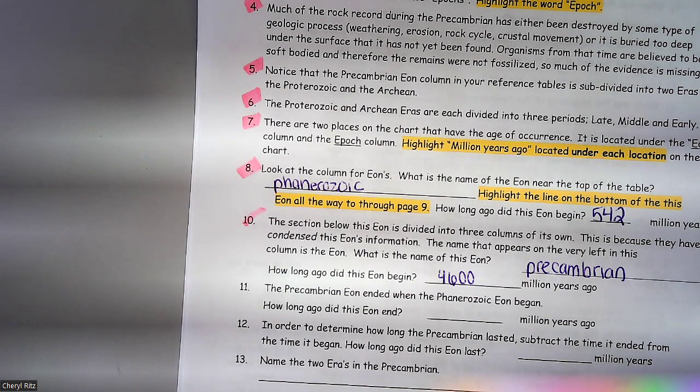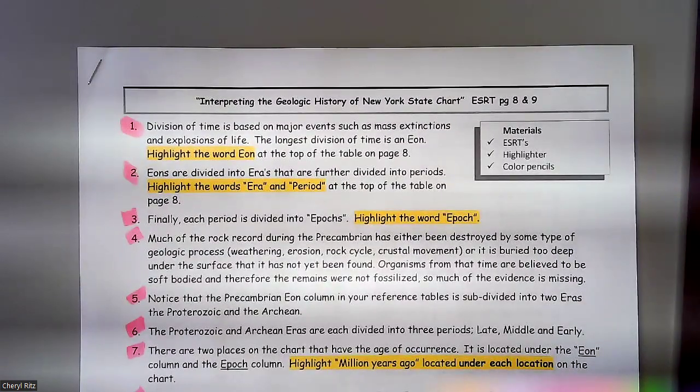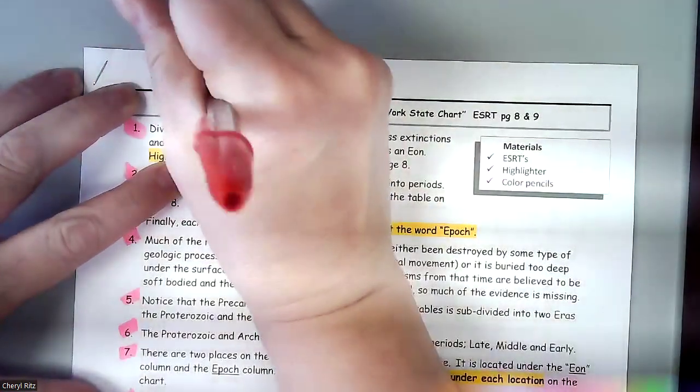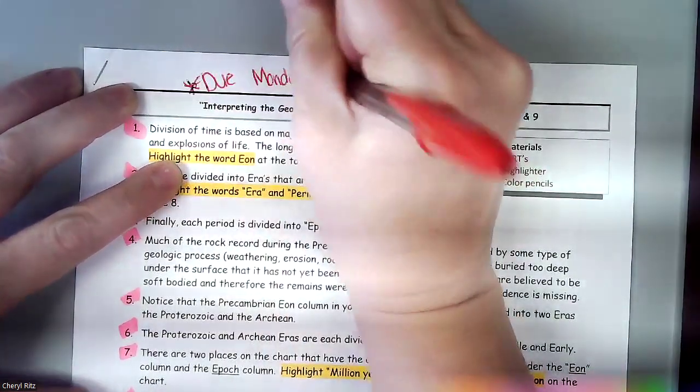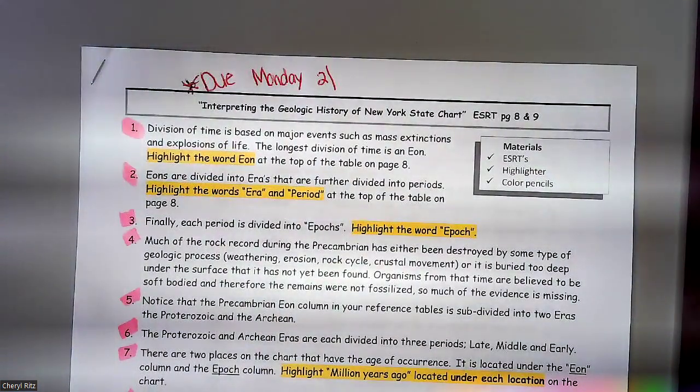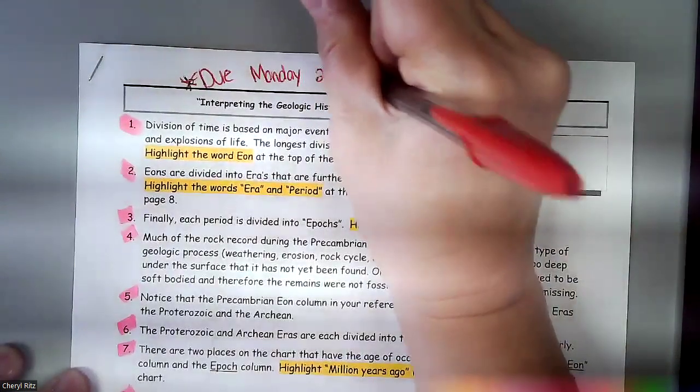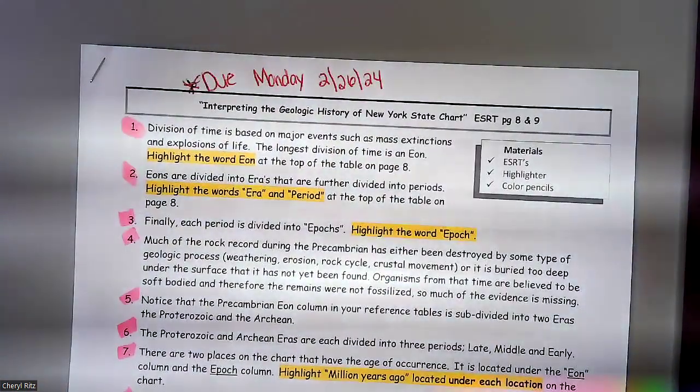So it's not really homework because you're supposed to do it in class tomorrow. But if you don't, it is homework. I'm going to write that on the top of this. Maybe you guys should too, that this is due Monday, February, I think it's the 26th is when we come back. Yep. So whether you get it done in class tomorrow or you need to finish it up at home, it's due Monday after break.